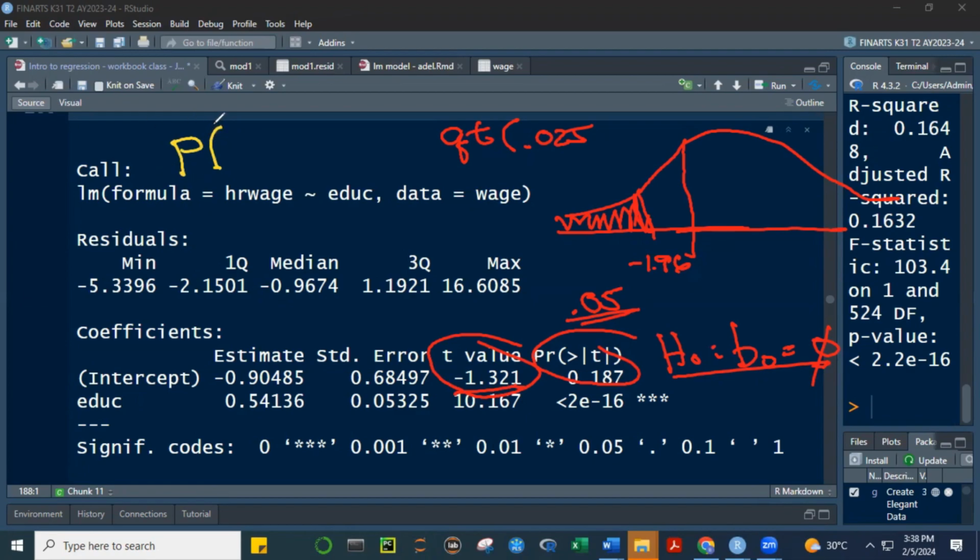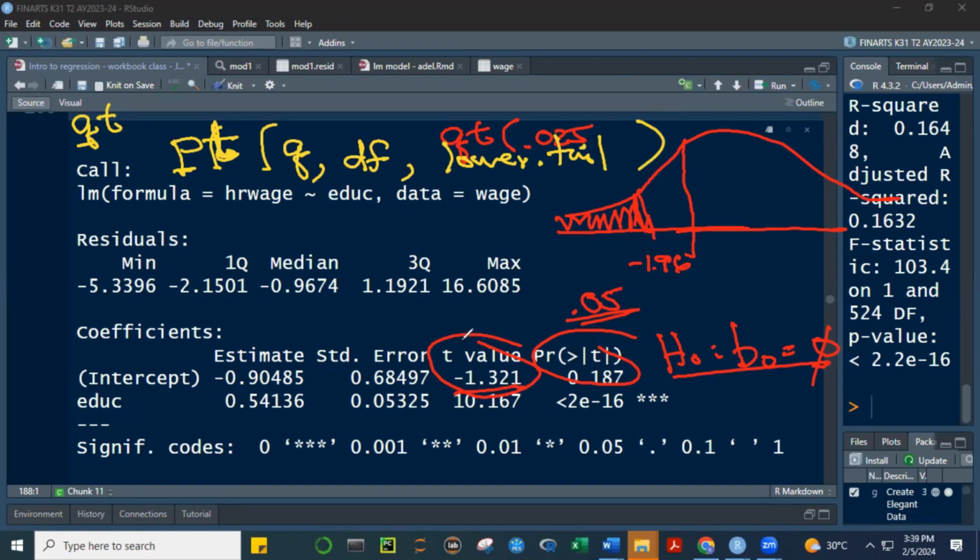P, sorry, it should be PT. We're getting the P value. So kanina, class, QT, this is the value of your T stat. So naman, PT, the probability. PT of what? PT, what's the first argument, class? We have your Q. Okay? And then you have your degree of freedom. And then your lower tail again. So could you kindly try to run that, class?